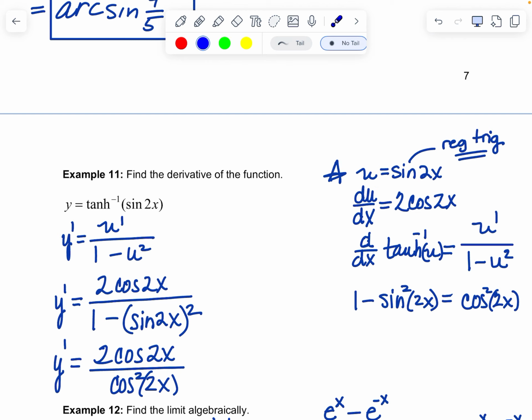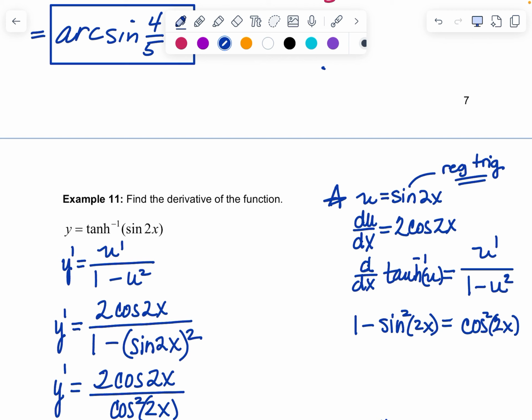du dx is 2 cosine 2x. And then the derivative of the tangent inverse of u is then going to be u prime over 1 minus u squared. Now, you also know that 1 minus sine squared is equal to cosine squared, right? So we're going to use that identity in the end. Okay, here we go. So first step, plug in.